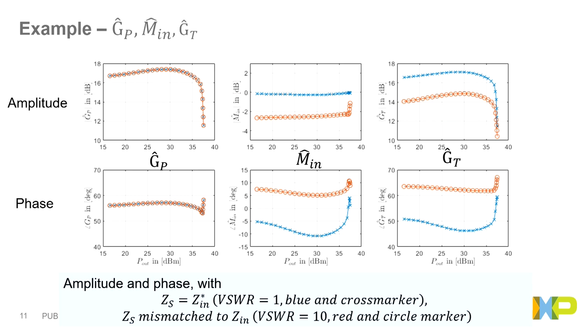So here's a further look at the GP, the M, and the GT. The top row is the amplitude and the bottom row is the phase. When we look at the GP parameter, for different source impedances in the simulation, you can see they overlap each other, and the mismatch between the source and the device is taken into account in the M parameter. And the same thing applies to the transducer gain, because GT is equal to GP times M.